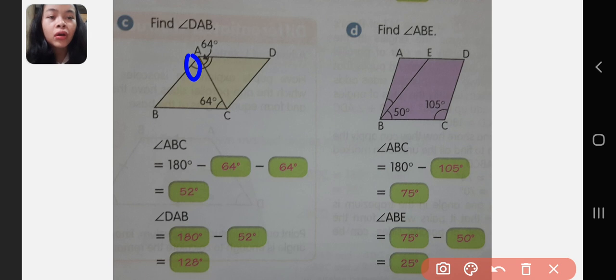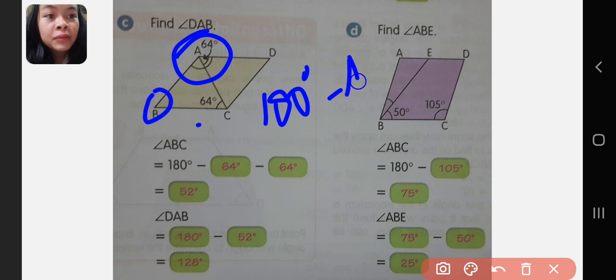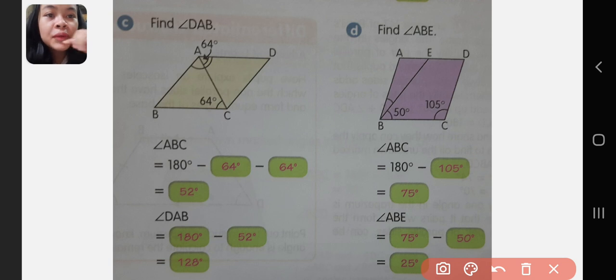DAB. Oh, sorry guys, DAB is all of this. Why must we find ABC first? Because ABC is in one line with DAB. So if we find ABC, we can minus 180 degrees with ABC, so then we will get the DAB. Now how to find ABC?